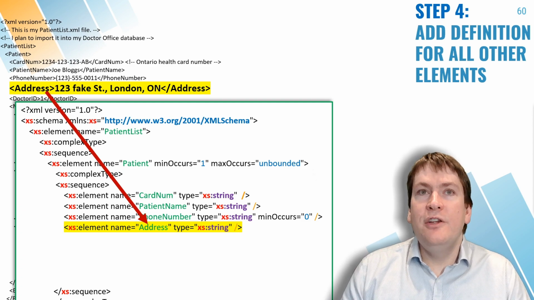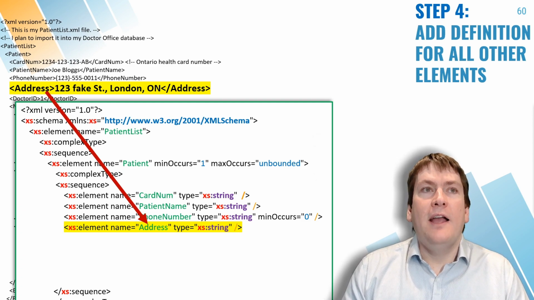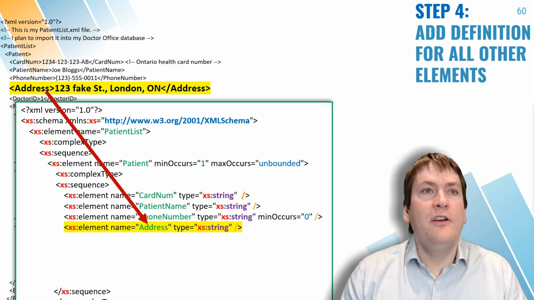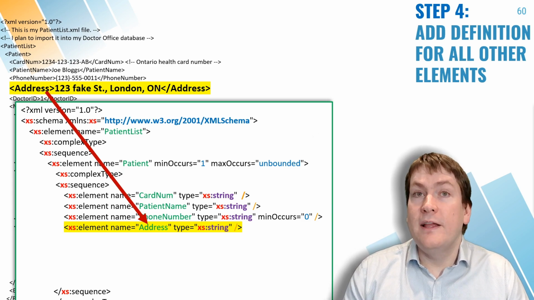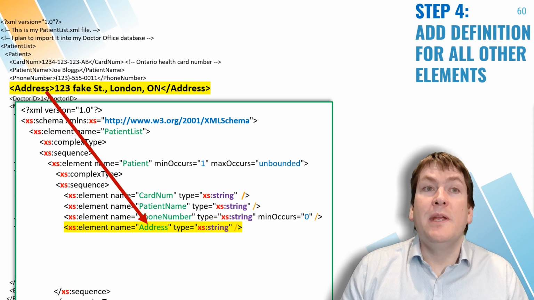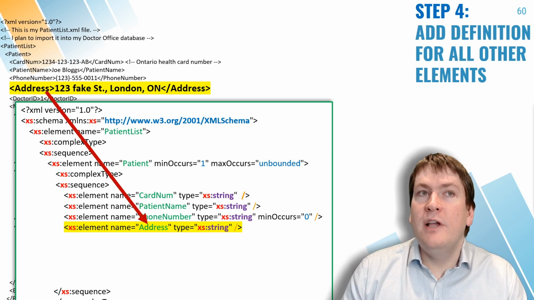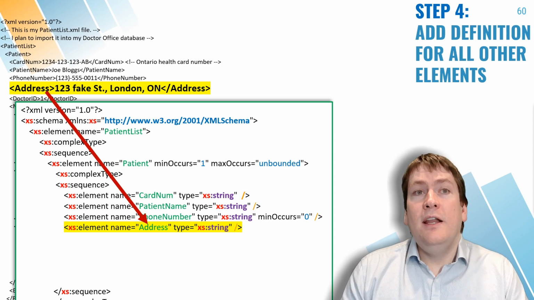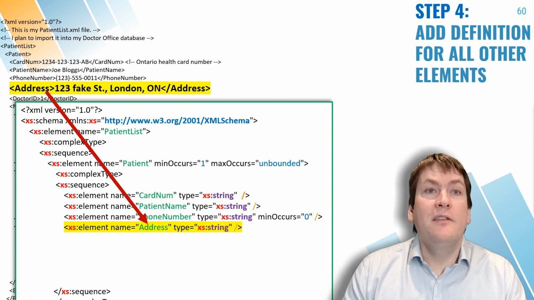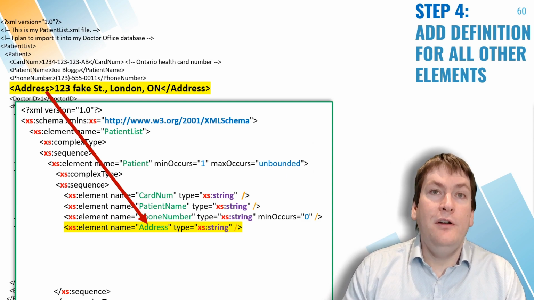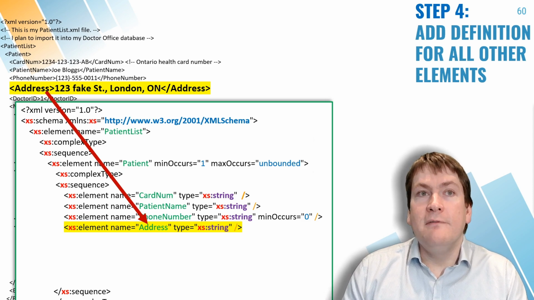So the next line we get to, going top to bottom, is address. In this case, address can contain all kinds of characters, commas, periods, letters, numbers, so it's going to have to be a string. And it's a simple type because it only contains data, and it has to occur once and only once. So we can leave out the minOccurs and the maxOccurs, and it will go to the default.